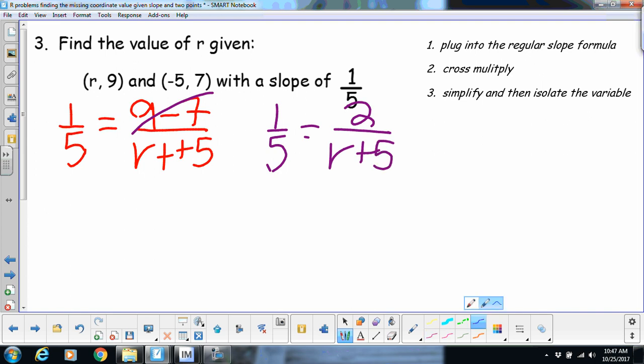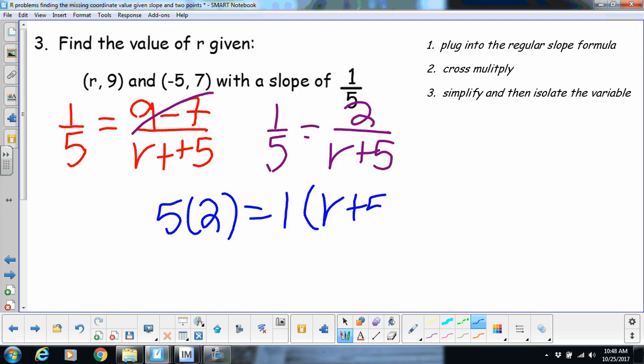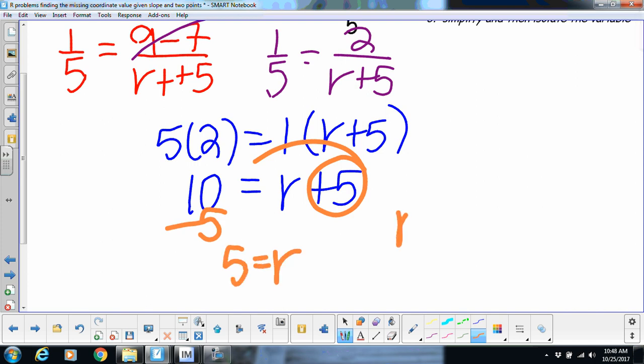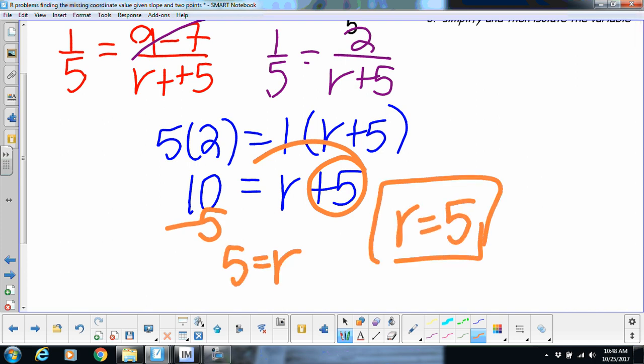Okay, so next step is to cross multiply. So 5 times 2 equals 1 times r plus 5, which gave us, okay, so we're trying to get r by itself, right? So what you want to move? If you move the 5, then you get 5 equals r, or we can write that as r equals 5. Right. And we can plug that in. We think r is 5, right? So let's see. 5 plus 5 does give me 10, and 2 over 10 reduces to 1 over 5. We're good.